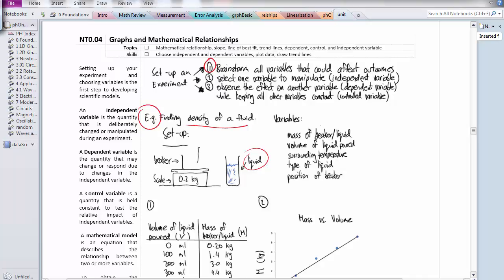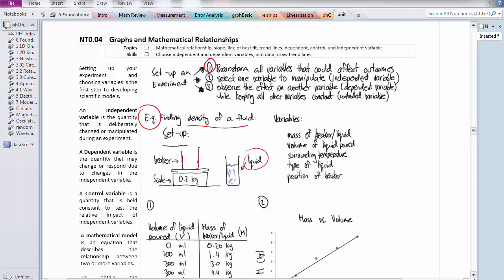It could be mass of the beaker or the liquid, volume of the liquid, surrounding temperature. That could change what the volume is. It could be type of liquid because different liquids have different densities. It could be position of the beaker. Maybe you have to make sure that it's lined up perfectly here. So all these variables could affect the outcomes of the experiment.